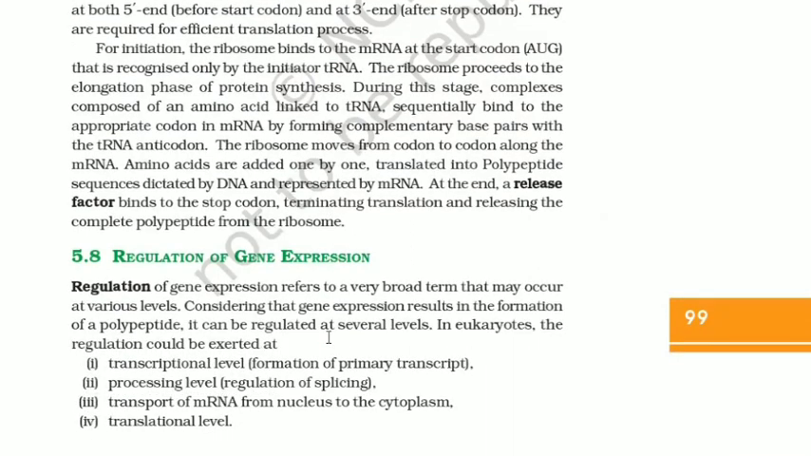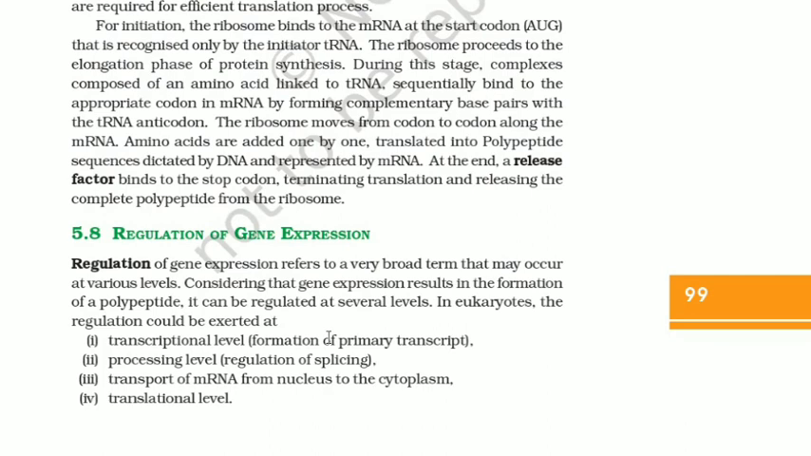For initiation, the ribosome binds to the mRNA at the start codon, that is AUG, that is recognized only by the initiator tRNA. The ribosome proceeds to the elongation phase of protein synthesis. During this stage, complexes composed of an amino acid linked to tRNA sequentially bind to the appropriate codon in mRNA by forming complementary base pairs with the tRNA anticodon. The ribosome moves from codon to codon along the mRNA. Amino acids are added one by one, translated into polypeptide sequences dictated by DNA and represented by mRNA. At the end, a release factor binds to the stop codon, terminating translation and releasing the complete polypeptide from the ribosome.